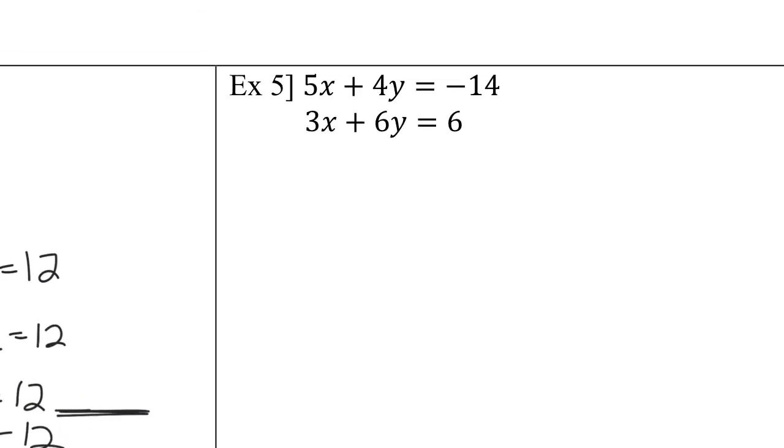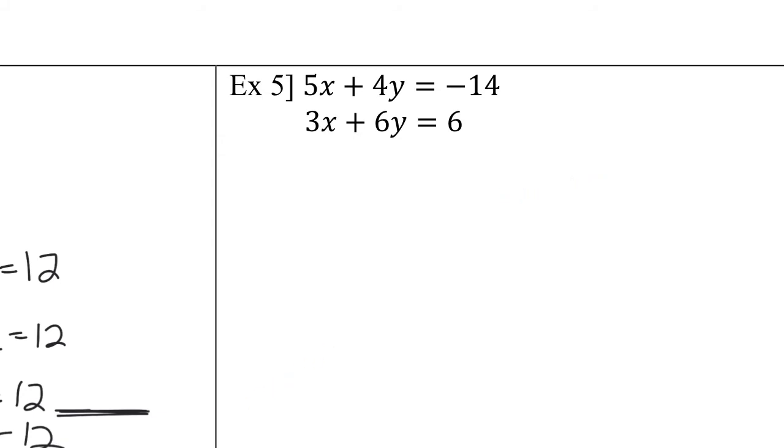Example 5. 5x plus 4y equals negative 14. 3x plus 6y equals 6. So let's check and see if something adds to 0. 5 plus 3 makes an 8, so that's not 0. 4 plus 6 makes 10, and that's not a 0. So I'm going to have to multiply to make something be a 0. Well, if I look, trying smallest number to high number, there's no number I can multiply 3 by to make a 5, and there's no number I can multiply 4 by to make a 6. So that means I'm going to have to multiply both equations this time.